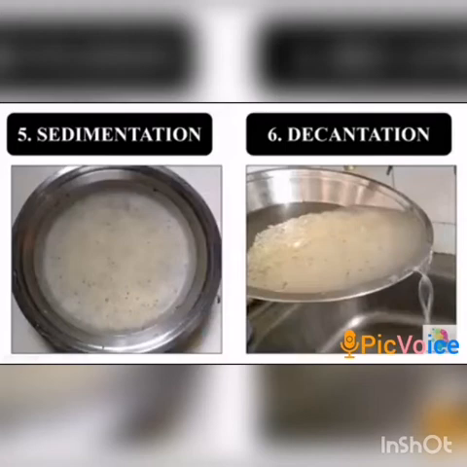Have you ever seen your mother cleaning the rice or pulses before cooking? Yes. Rice or pulses are usually washed before cooking. When you add water to this rice or pulses, what will happen, children? The impurities like dust particles get separated. These impurities go into the water.